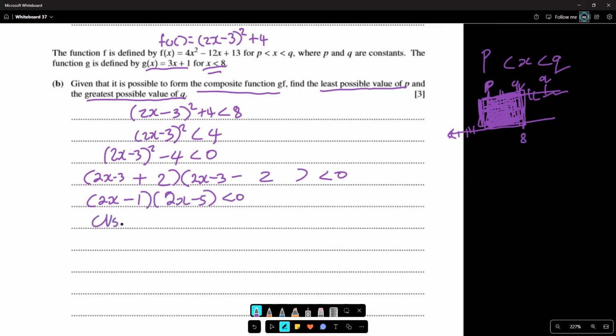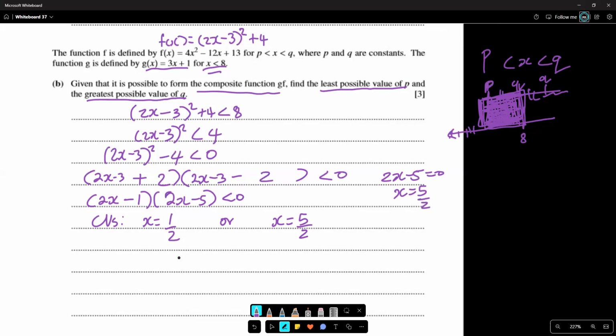So you can see that your critical values here are going to be 1/2, or x equals, this side is going to be 5/2, right? Because basically you can say 2x minus 5 equals 0. Then x equals, take the 5 that side and then you divide by the 2.